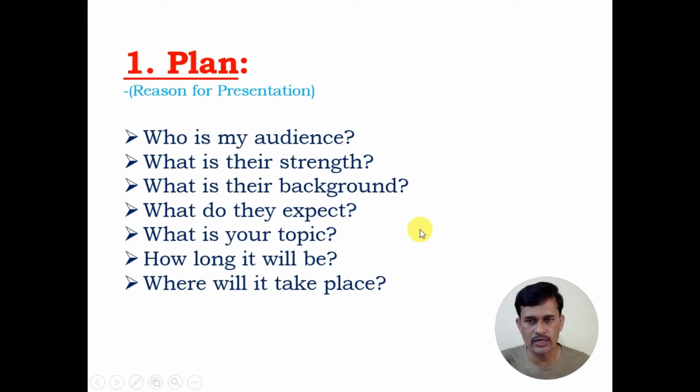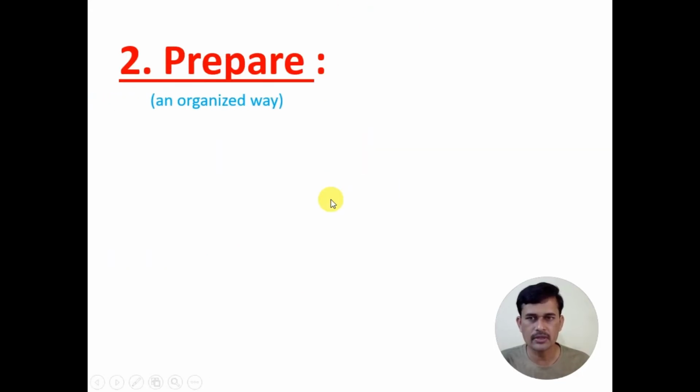Under planning, you need to finalize your topic based on the interest of the audience. And the second one is prepare for presentation.